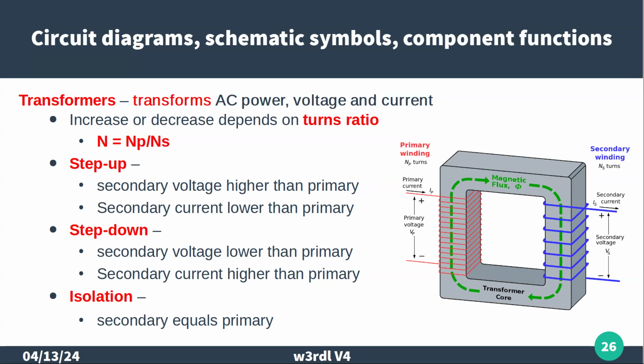If it's a 1-to-1 ratio, we usually call that an isolation transformer, so that there's no direct electrical connection between the primary and secondary. It's strictly due to the magnetic field between the two windings. And it's called mutual inductance.